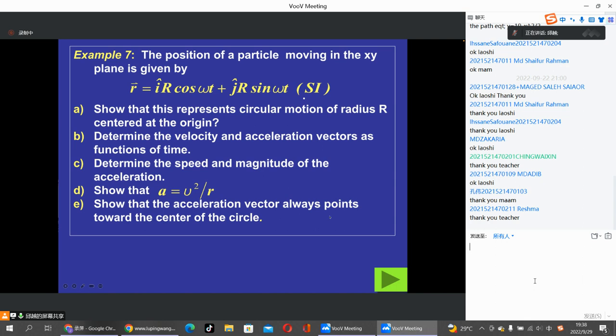Okay, for this problem, it is the fundamental of the circular motion. So I want you to try to solve it by yourself in 3 minutes. I will give you 3 minutes to try to solve it, and then after 3 minutes, I will show you how to do it, how to deduce all the problems.